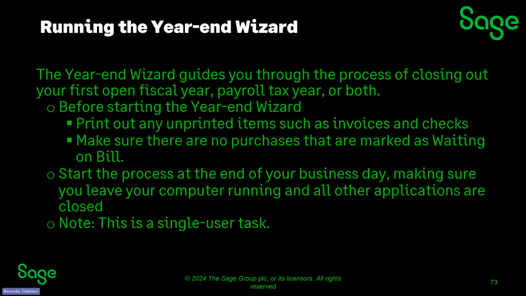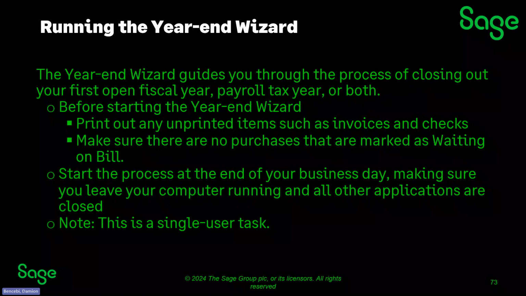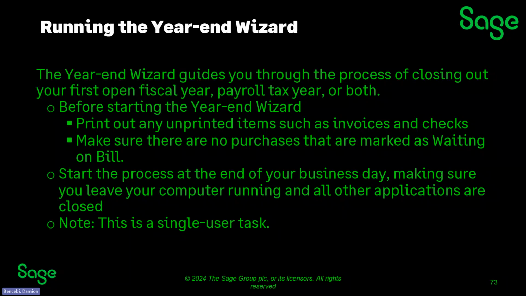Before starting, print any unprinted items such as invoices and checks. Also, make sure that there are no purchases that are marked as waiting on bill. The year-end wizard can be a very lengthy process depending on the size of your company. Be sure to give yourself enough time to run the year-end wizard, such as during a lunch or after hours. Also, make sure to keep the computer running and all other applications closed. Finally, this is a single user task. Make sure all other users are signed out of the company.